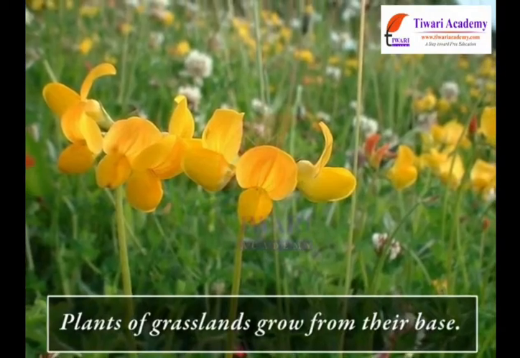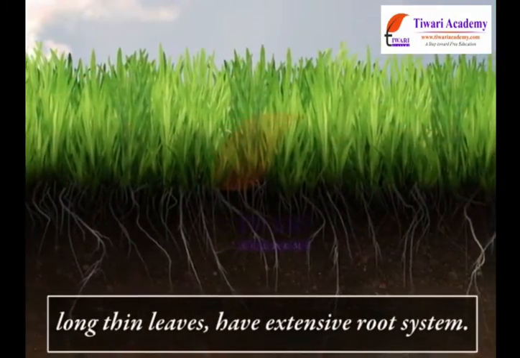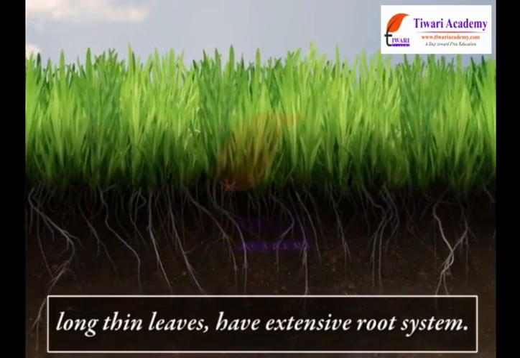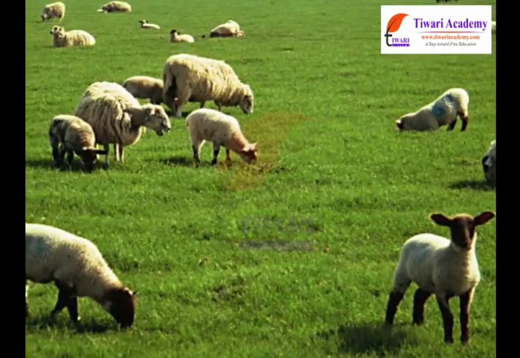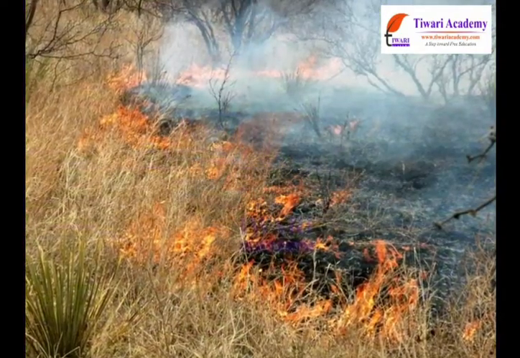Plants of grasslands grow from their base, have long thin leaves, and have an extensive root system, so that they are not damaged completely by grazing animals or fires.